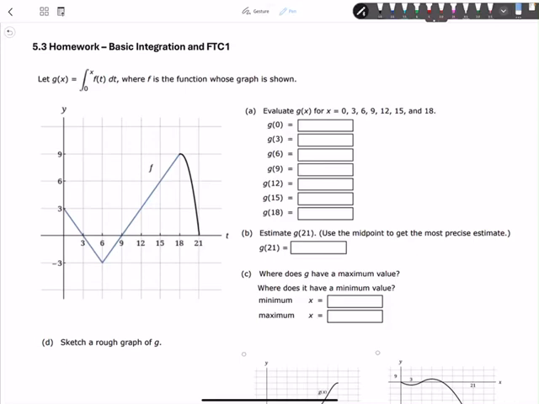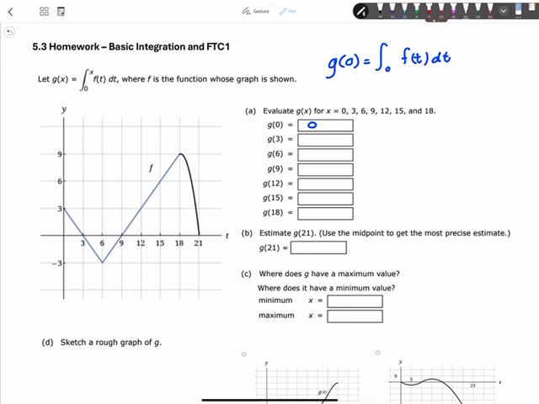And we're then asked first in part A to evaluate g of x for the following values: g of 0, g of 3, and so on. So really what the question is asking is, can you find the accumulated value at each one of those points? So you can see that at g of 0, nothing has accumulated. So really g of 0 means the integral going from 0 to 0 for this function f of t dt.